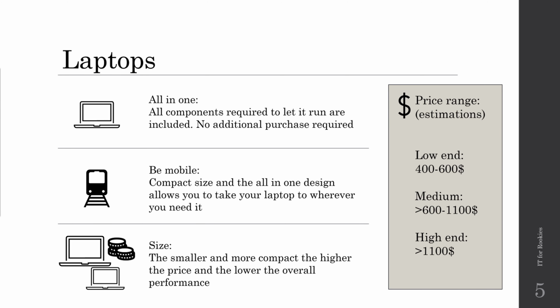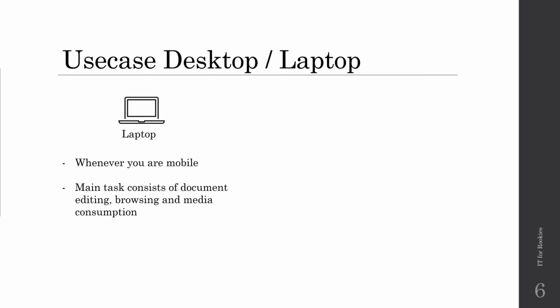Okay, so before we come to our conclusion on what device you should purchase, let's have a quick look at the use cases for desktop and laptop computers. First of all, let's start with laptops. Laptops shall be used whenever you're mobile or planning to be mobile with the device. Their main tasks consist of document editing, browsing, and media consumption. And they shall be used whenever limited space is available, so whenever you don't have such a big room where you can place a stationary device.